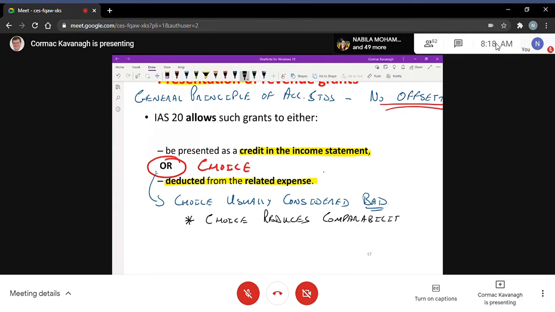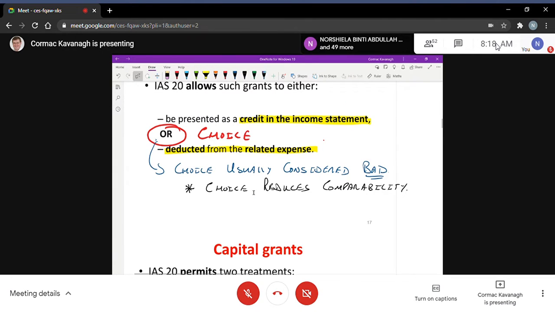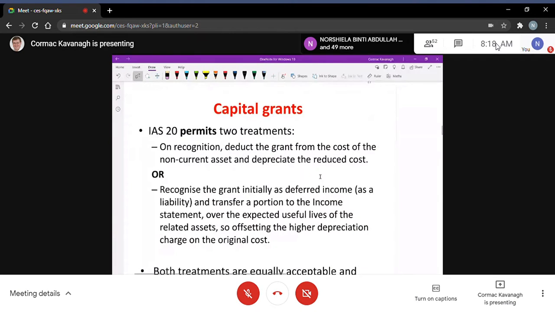So choice reduces comparability. We're not able to compare the performance of company X, who received a substantial grant, with company Y, who did not receive the grant. The other category of grant is a capital grant. So the same logic applies. The only difference here really is that the benefit is going to be spread over a long period of time. So this is assistance to buy an asset. So exactly the same rationale.